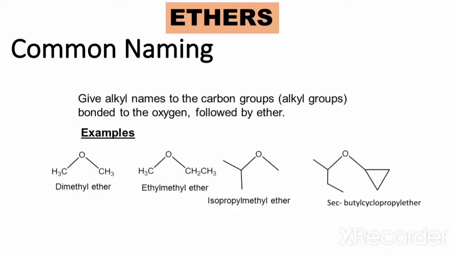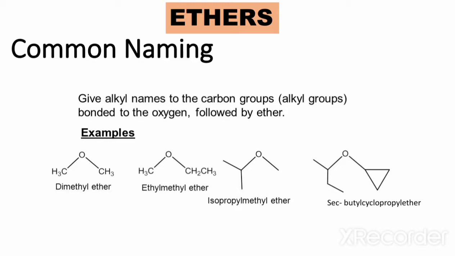The other example has two different alkyl groups. One is a methyl group and the other is a propyl group. So we will name it as isopropyl methyl ether, because P comes before M. And the other example is a butyl, a four carbon chain, and cyclopropyl. So we will name it as secondary butyl cyclopropyl ether.